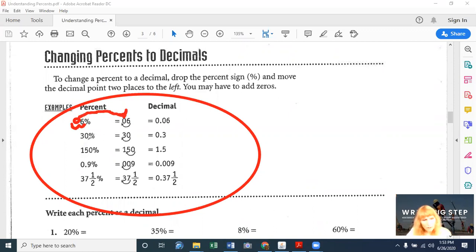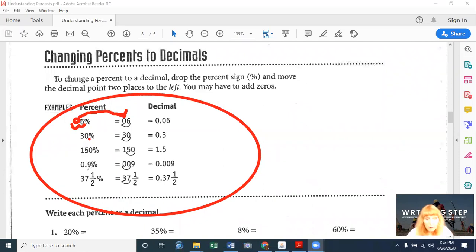30%, the decimal starts after the 30, and we go 2 to the left. We end up with 0.3. They dropped the other 0 at the end because you can always drop the 0 at the end of a decimal. So 0.3 or 0.30 would not be wrong, but it's probably better to just write it as 0.3. 150%, move the decimal 2 to the left, you get 1.50 or 1.5.